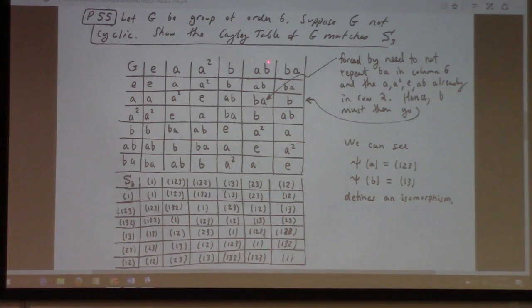Oh yeah, column 6. So I've already got AB, BA squared, EA as I was filling this out, and that forced me to put BA there. And once I put that BA there, looking at this row, it forced me to put the B there. And so that basically starts it. I've got A times AB is equal to BA, and pretty much once you have that, you can generate everything else.